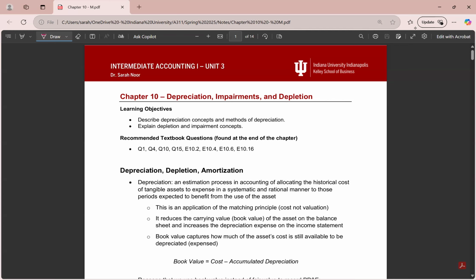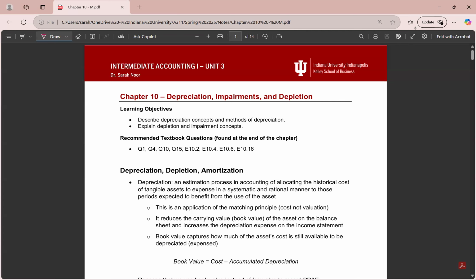And so ideally, what we would want is to say, okay, we've spent all this money now, but we're going to recognize the expenses over time because over time we're also generating revenue. And so that way we would match the expense of these assets to the revenue generated by the assets.